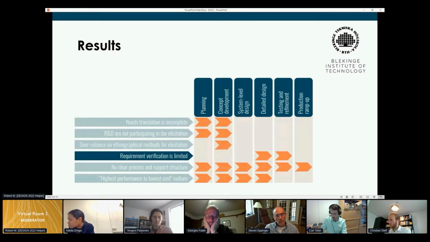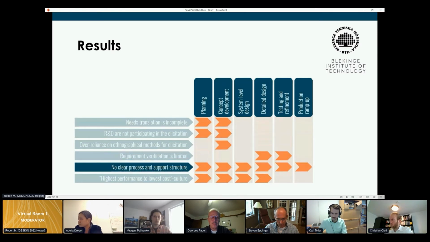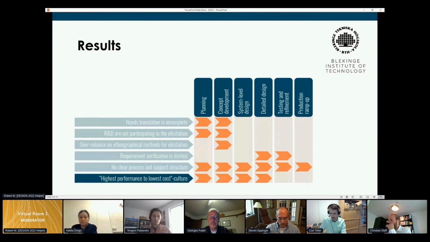Further, the requirements verification was very limited, and the verification was done only in the functional requirements domain. Non-functional requirements were often without any clear measurements or evaluation criteria, ultimately causing a skewness to only focus on fulfillment of the functional aspects. There was also no clear process and support structure for how to work with non-functional aspects in the development process and elicitation process. The employees experienced that they had a lack of tools for converting the fuzzier needs into requirements, which are typically the ones that are correlated to the non-functional. Finally, there was a highest performance to lowest cost culture, favoring the functional requirements even further.